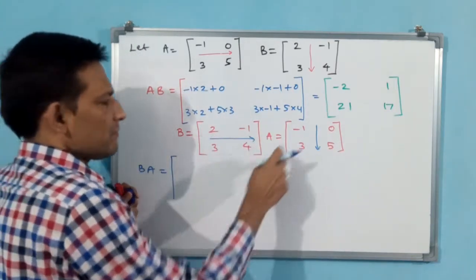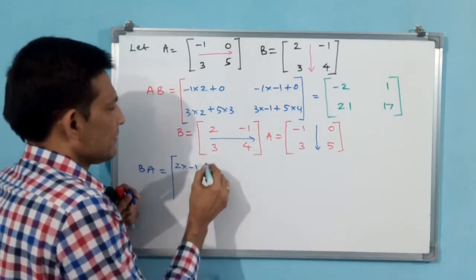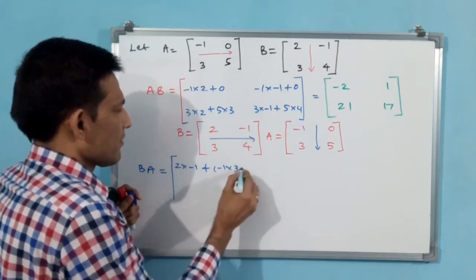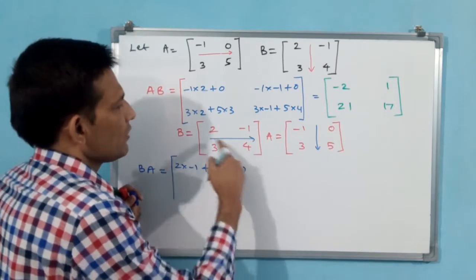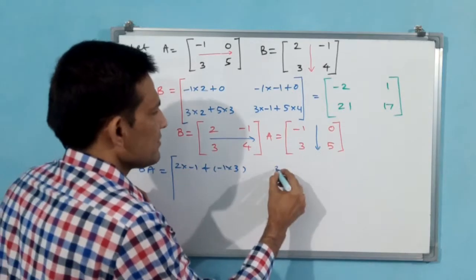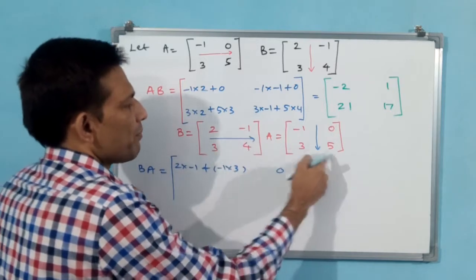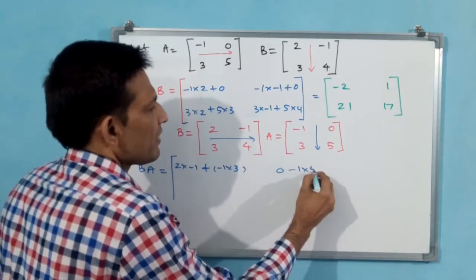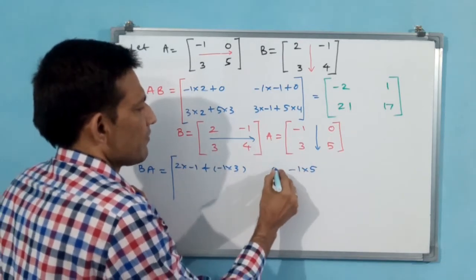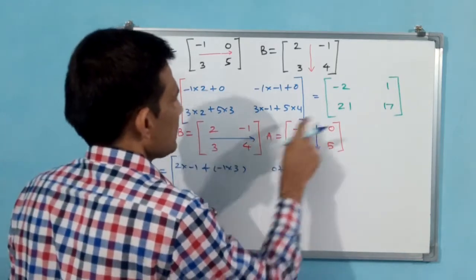Here also first row, first column. Write down 2 into minus 1 plus minus 1 into 3. Okay, this is first row, first column over. Now, first row, second column. 2 into 0. Shall I write 0 directly? 2 into 0, 0. Minus 1 into 5. Okay, like this we will write. 0 plus minus 1 into 5. Okay. First row, second column.